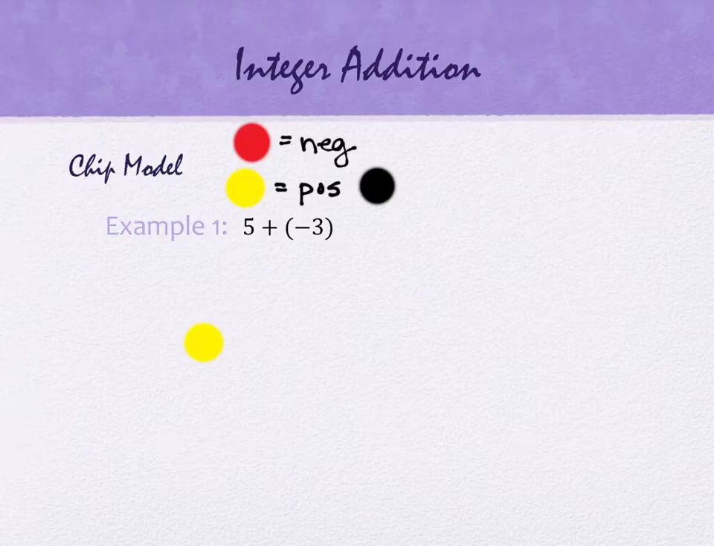So I have 1, 2, 3, 4, and 5. Okay, there's 5 yellow chips. It doesn't really matter where they show up or how they show up, or if you use 5 black or 5 whatever.